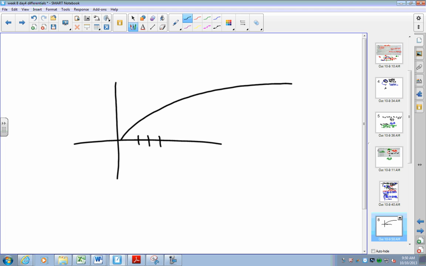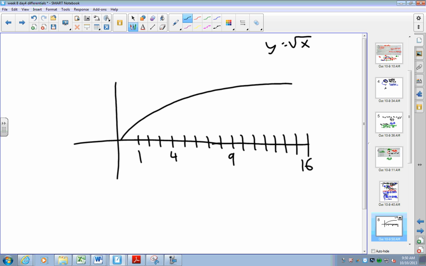1, 2, 3, 4, 5, 6, 7, 8, 9, 10, 11, 12, 13, 14, 15, 16. Okay, 16. 1, 2, 3, 4, 5, 6, 7, 8, 9. And this is y equals square root of x. Do you agree? These are the only nice ones that you know.